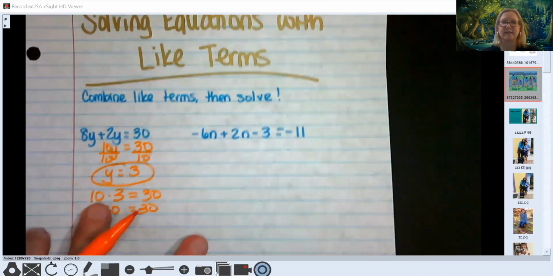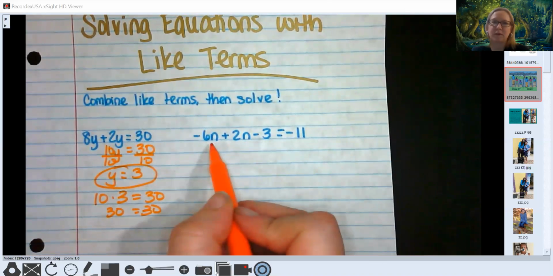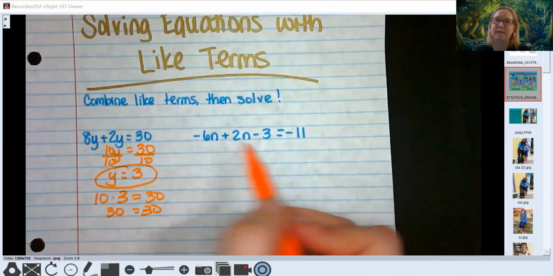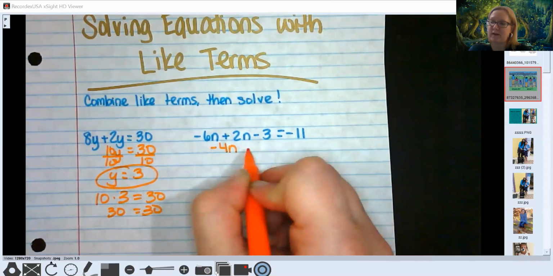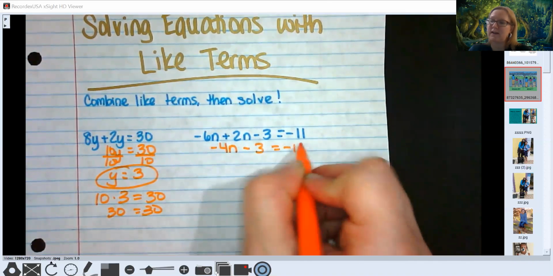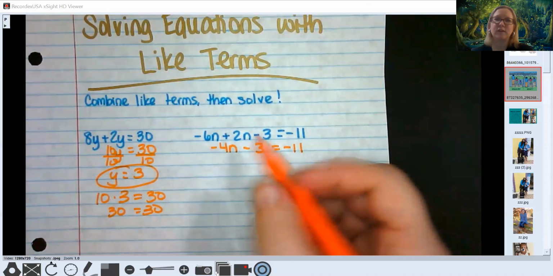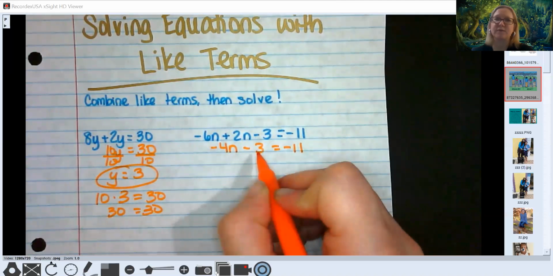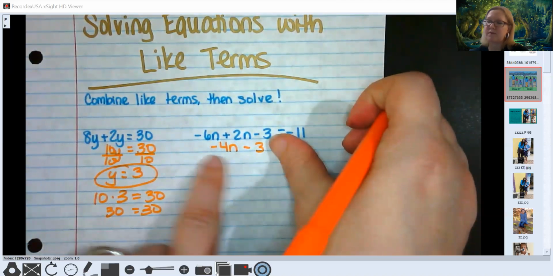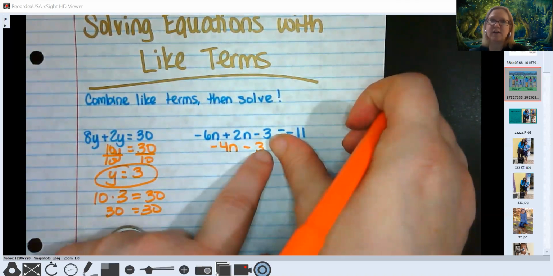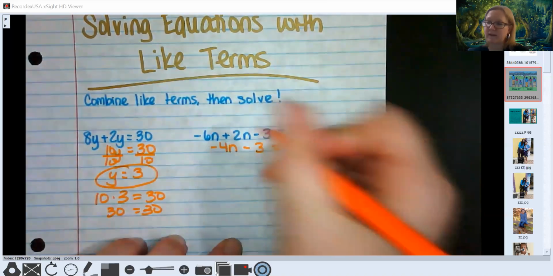All right, the next example here, again, my first step is I'm going to go ahead and combine negative 6n plus 2n. All right, that's going to give me negative 4n. All right, keep the rest of the equation. And now we've just got a two-step equation. So remember, with our two-step equations, first we're going to get rid of the value that's farthest from the variable. All right, in this case, on the side with the variable, I've got negative 4 and I have 3. The 3 is farther, so that's what I'm going to get rid of first. So we're going to add 3 on both sides of the equation.